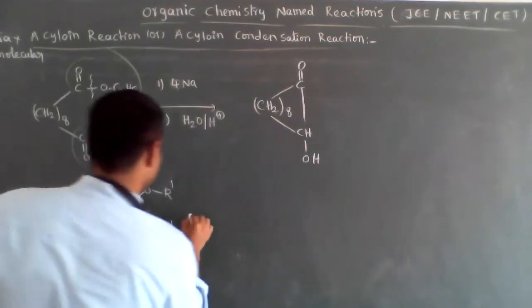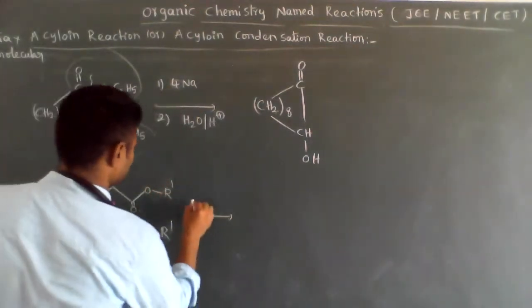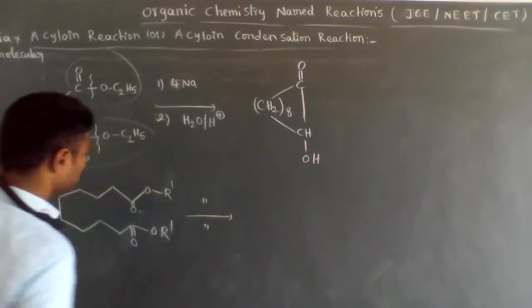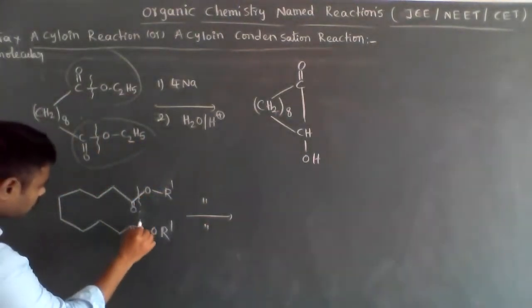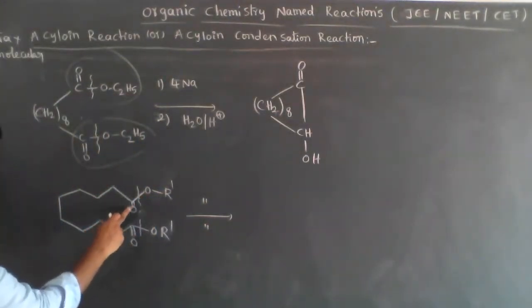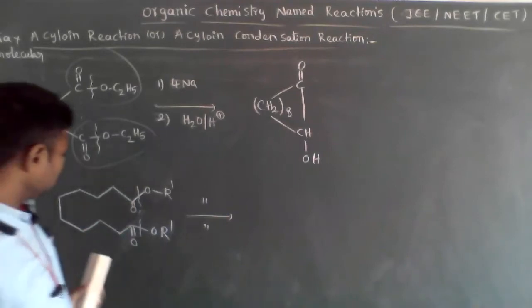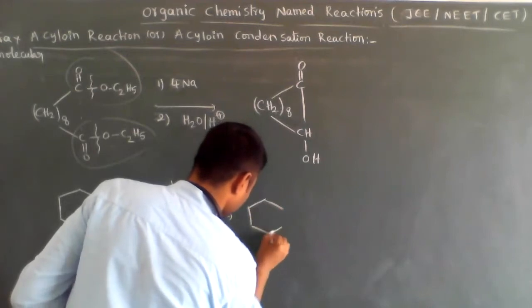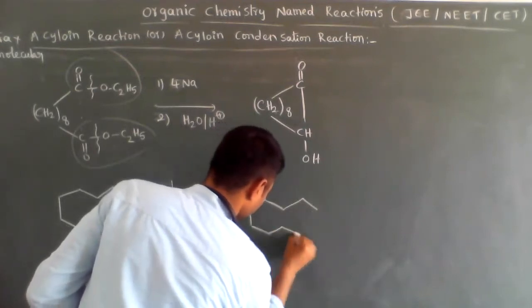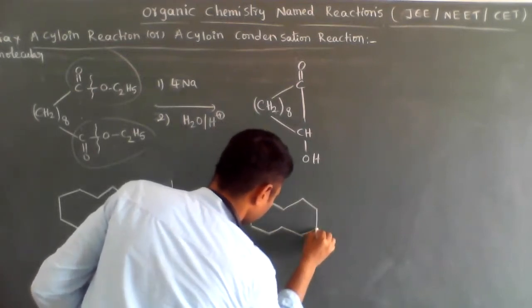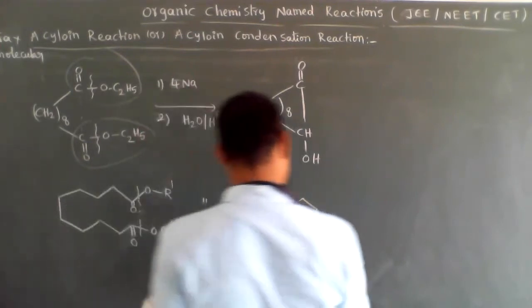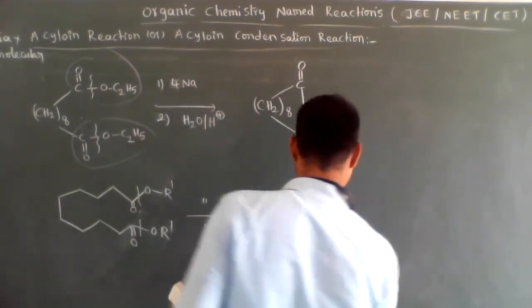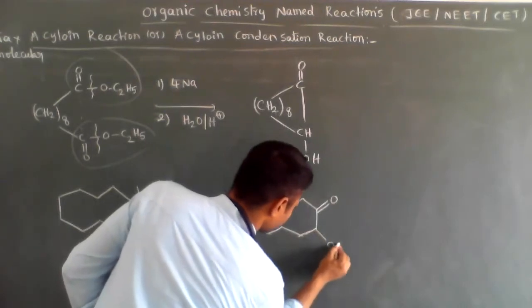Let's see, it involves an acetylene condensation reaction. Then the bond will form. Then a 10-member cyclic ring will form. Now here is the ketone functional group, then OH will form.